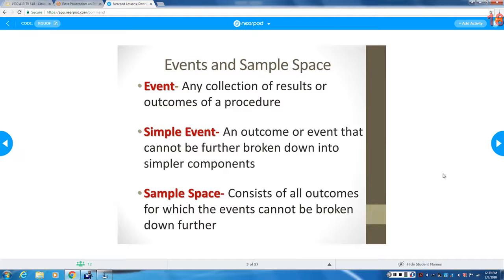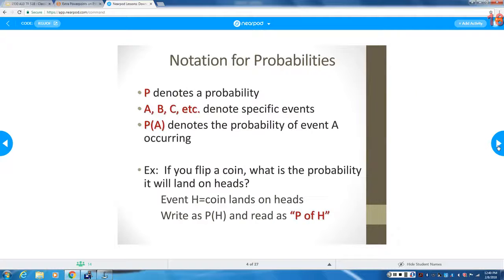Oh, so I do have the definitions of the events here in sample space, but it doesn't show the example of rolling a six-sided die once. So these are the definitions of events and sample space. You don't have to memorize these exact definitions. You just need to know how to use them. And here's the notation. We already talked about this one. So you will have to put your probability notation on things.